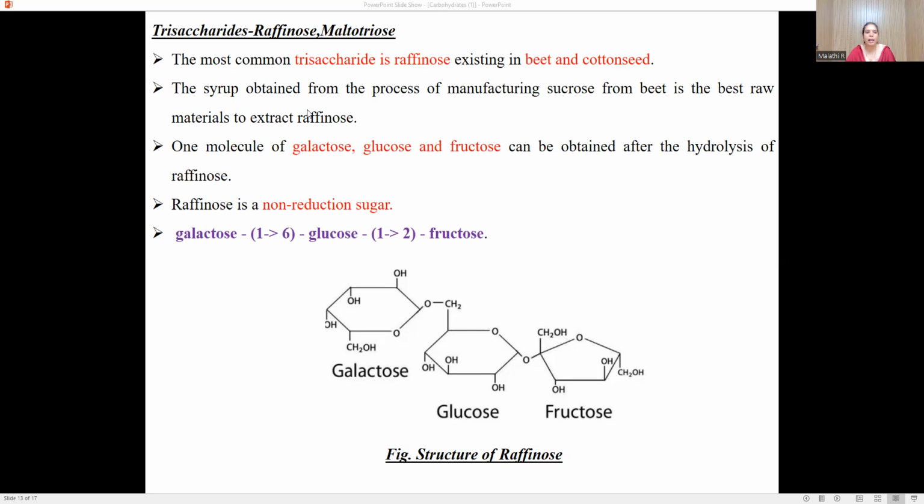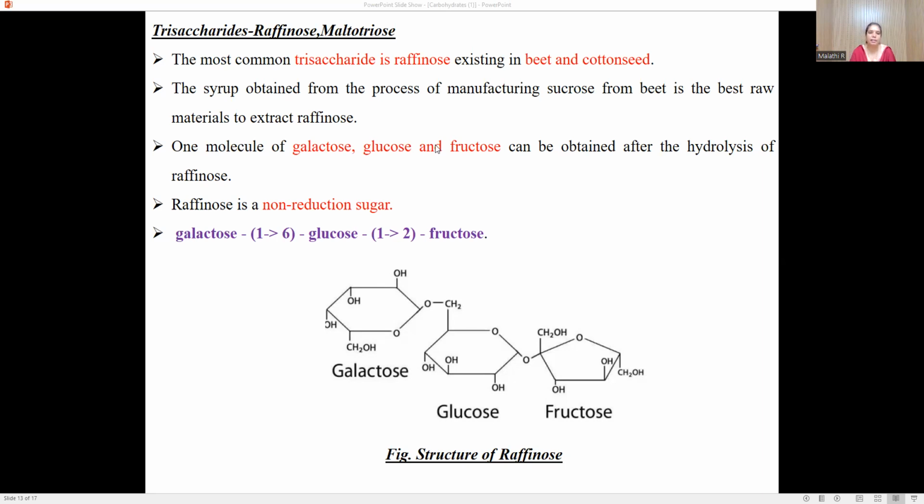This raffinose has one molecule of galactose, one molecule of glucose, and one molecule of fructose. These are the monosaccharide composition of raffinose. Galactose is linked with glucose by means of a glycosidic bond, and glucose is again linked with the help of a glycosidic bond to fructose. When you hydrolyze raffinose, you yield galactose, glucose, and fructose. And raffinose is a non-reducing sugar.